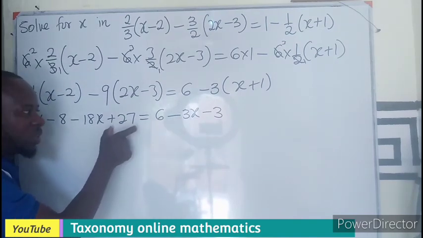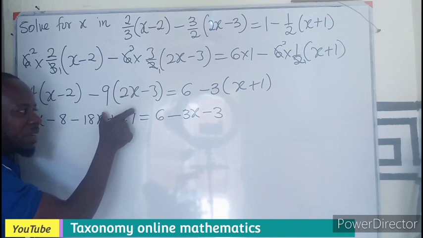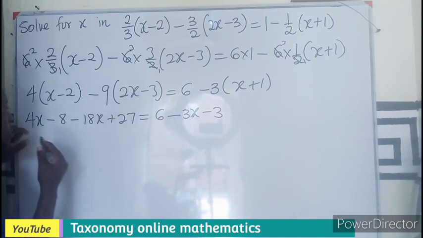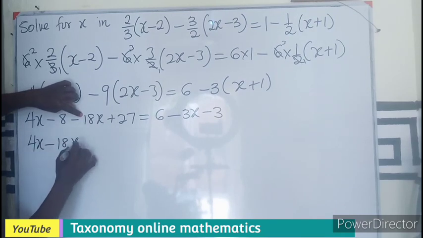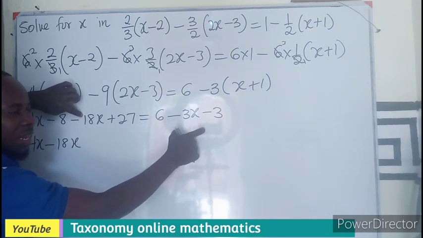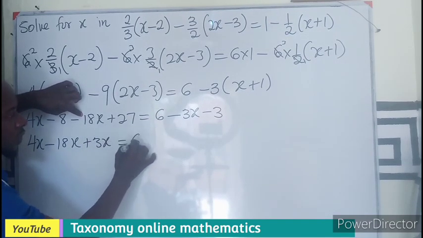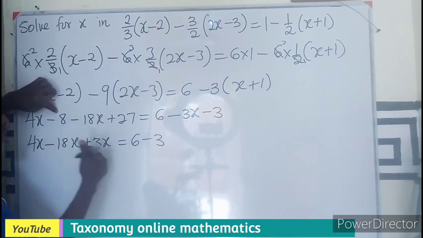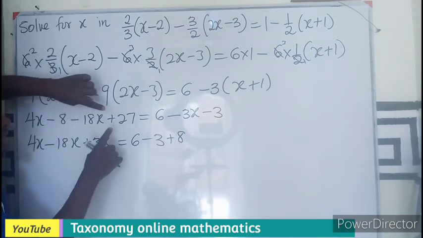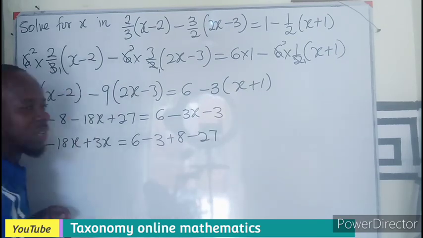Similarly, I need to eliminate 27. The best way is to use the opposite sign, meaning I will subtract 27 from both the left and the right. So simply put, I will maintain my 4x minus 18x. I am adding 3x to both sides, so this becomes plus 3x equals 6 minus 3. We are adding 8 to both sides, so I'll add 8 at the right. I am subtracting 27 from both sides, so this will also be minus 27.